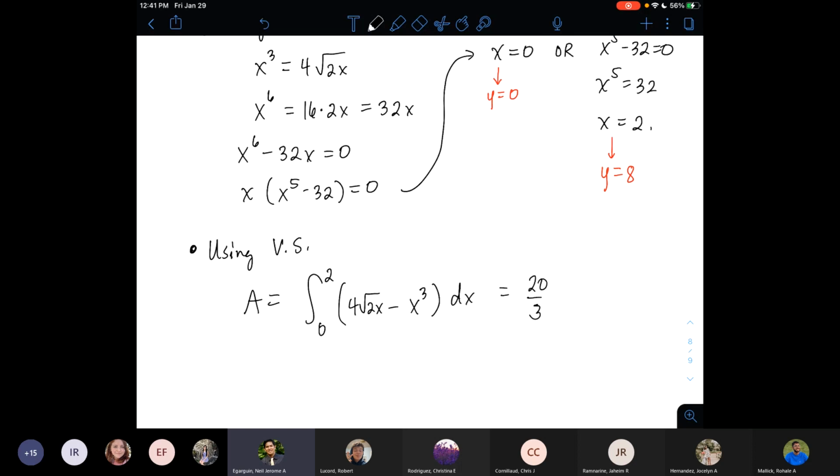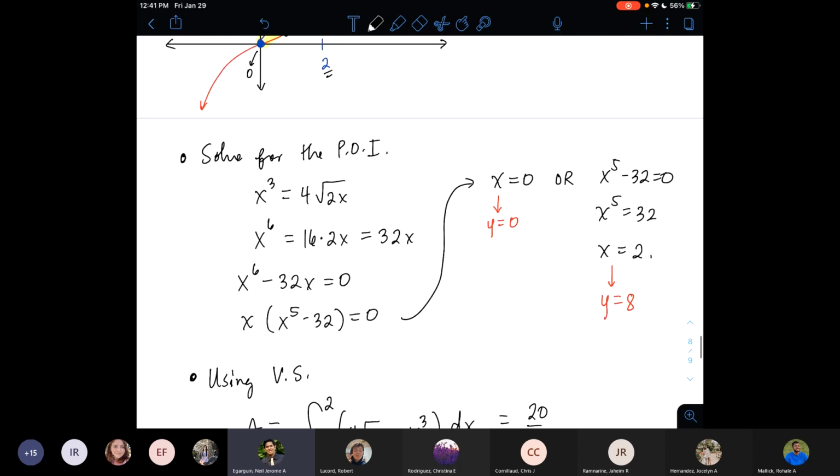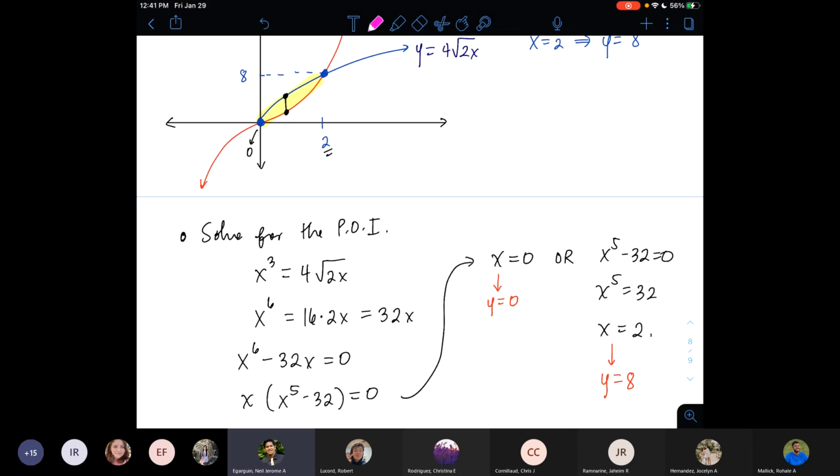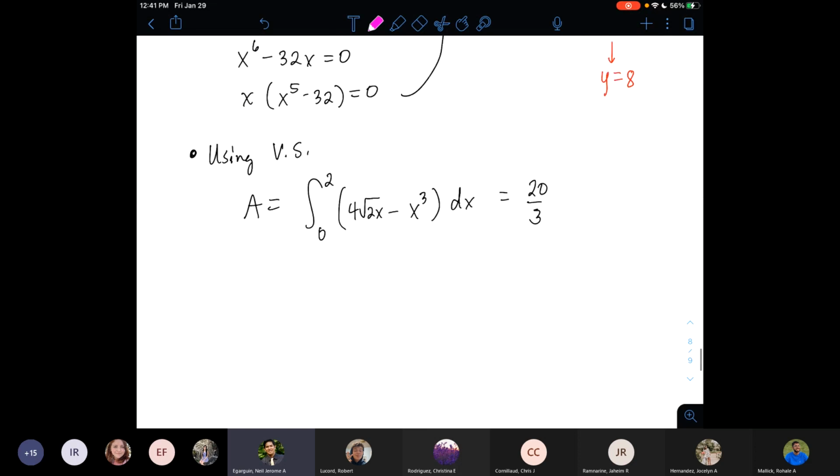Okay. Now let's try if horizontal strips would be as convenient as that. If we draw a horizontal strip and imagine it being slid up and down the region, the red function is always on the right and the blue function is always on the left, right? So it seems that it's also convenient to use horizontal strips, right?